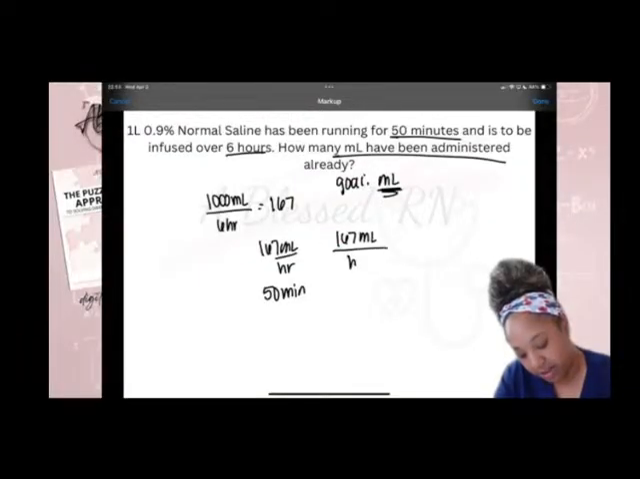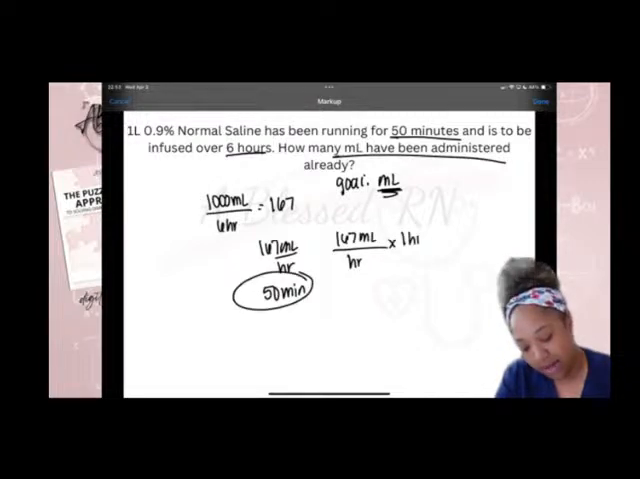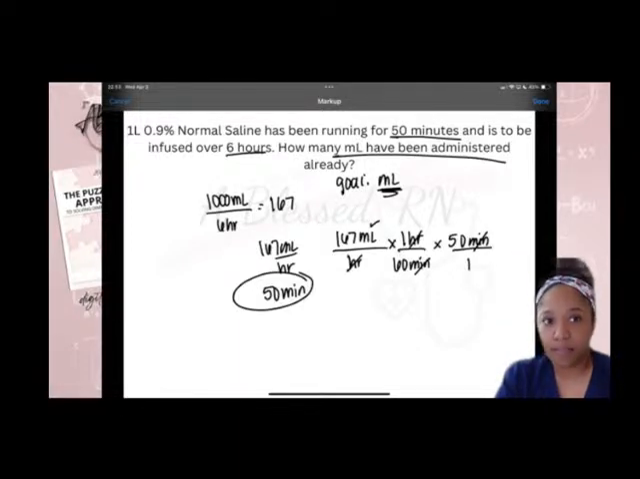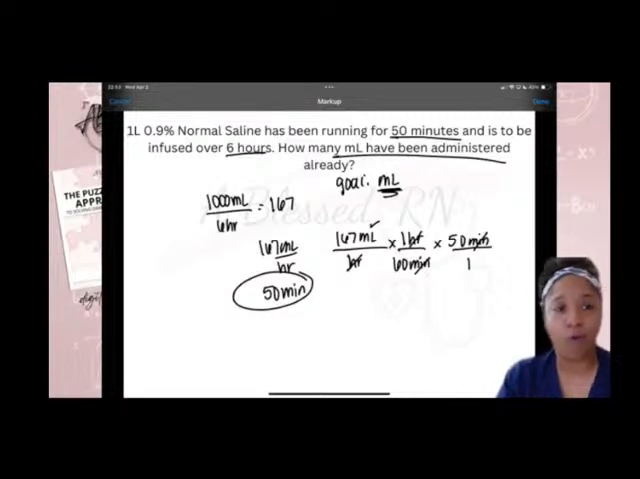We have 167 milliliters over hour. We only got minutes, right? So we know that 1 hour is 60 minutes. That's going to take out our hour, and then we can put our 50 minutes on the top, and that'll cancel out our minutes. So the only thing that's left is your milliliters. Make sense how we just piece together the puzzles? When you have an IV rate, you always need to see how fast it's going. Volume over time. Okay? Volume over time.